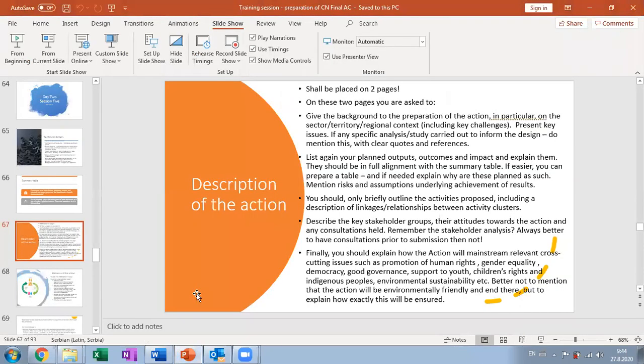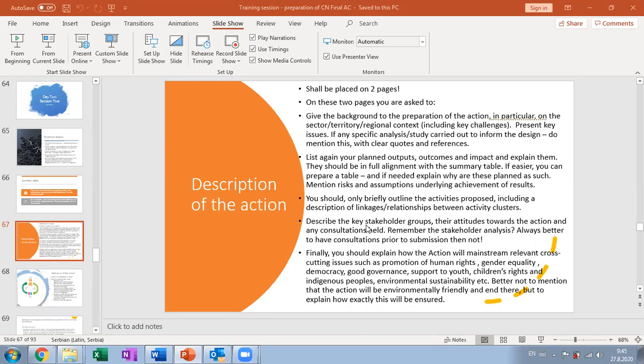Okay, we can maybe go back to the presentation. When presenting the background to the action, in this area of description of the action, in this section of the concept note, try to focus on key challenges, and not only challenges that are common sense, known, and do not necessarily relate to your concept note as such.